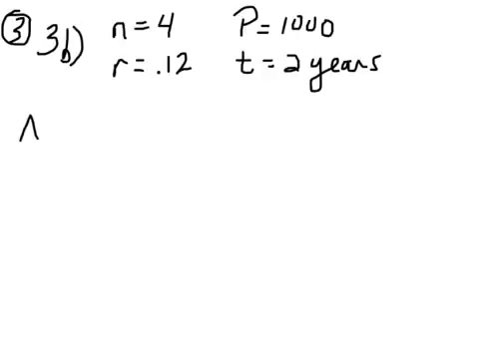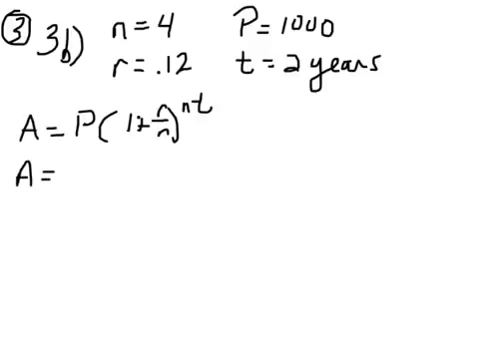Let's write the formula. A equals P times 1 plus r over n, to the nt power. So we're just calculating the amount in the account again. Your P is 1,000 again. 1 plus, your rate is 0.12, but this time you're compounding 4 times a year. So n is 4. That's what's different between this and number 1. And then up here, it's to the nt power.